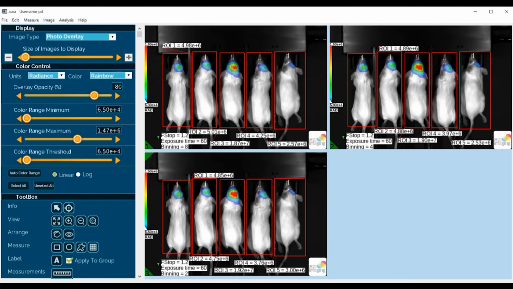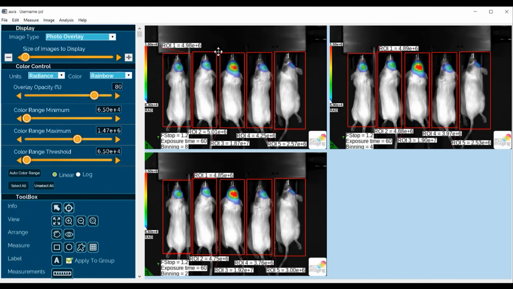And as we can see, the signal is coming from the area of the brain of the mouse. The camera settings are different. More precisely, the binning is different: binning 8, binning 4, and binning 2. But what's important here is that the ROIs, if we go from ROI1 all the way through to ROI5, on all three images, are essentially very similar. One could say, biologically speaking, they are the same value.